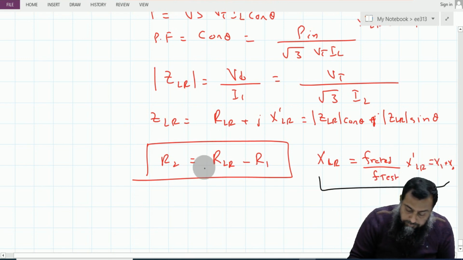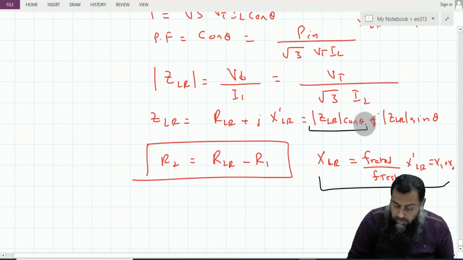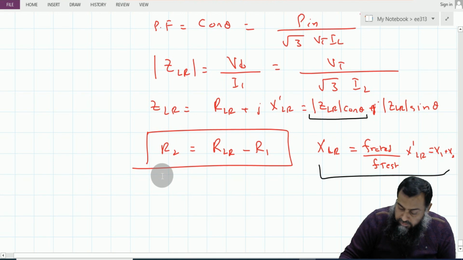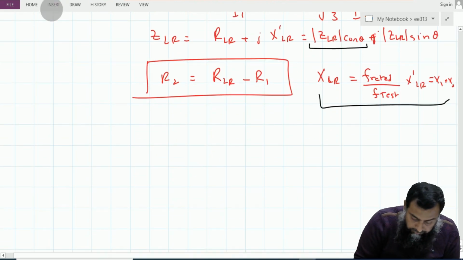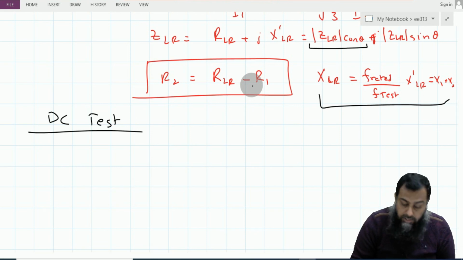For this R2, once we know RLR, which comes from this particular expression, R1 is still unknown, and therefore we cannot identify R2. But fortunately, by having another test which is known as the DC test, we can find out the value of R1. And this DC test is quite similar to the transformer test that we have seen earlier.